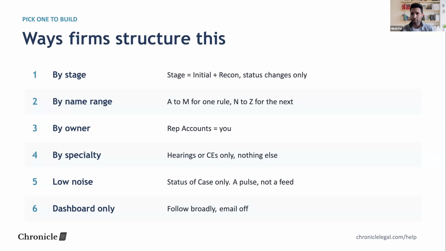And so as you guys know, Chronicle supports multiple rep accounts. So if you have a firm with two attorneys, and case manager A handles one attorney's caseload and case manager B handles the other attorney's caseload, you can segment by owner. So that way it's kind of like fully segmented by the ERE accounts.